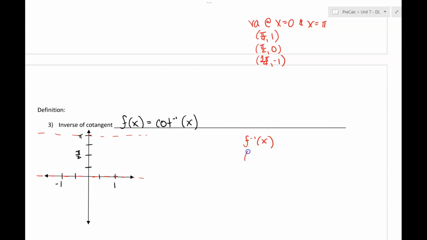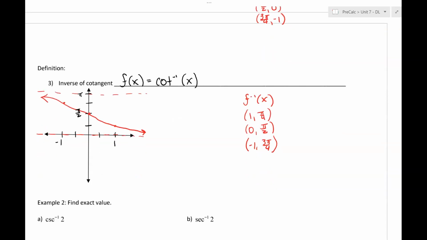For the inverse, I'm going to have a coordinate at 1, pi over 4, at 0, pi over 2, and at -1, I'll just erase it. I know I have that capability. 3 pi over 4. So we have a coordinate at 1, pi over 4, 0, pi over 2, and -1, 3 pi over 4. And it is going to curve just like that, and there is inverse cotangent.